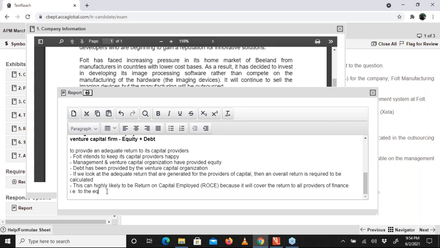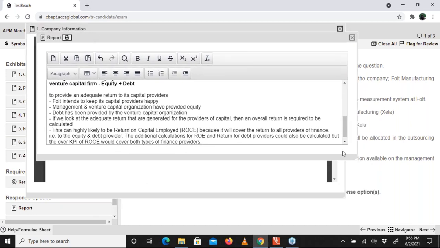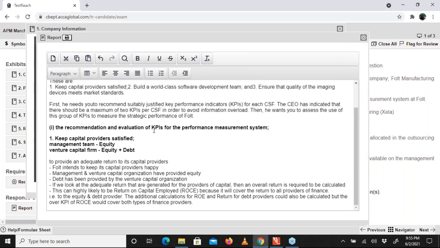That is to the equity and debt providers. The additional calculations for return on equity and the return for debt providers could also be calculated, but the overall KPI of ROCE would cover both types of finance providers. So we have got the first one. The first requirement of the question was that you were supposed to talk about keeping these capital providers satisfied.